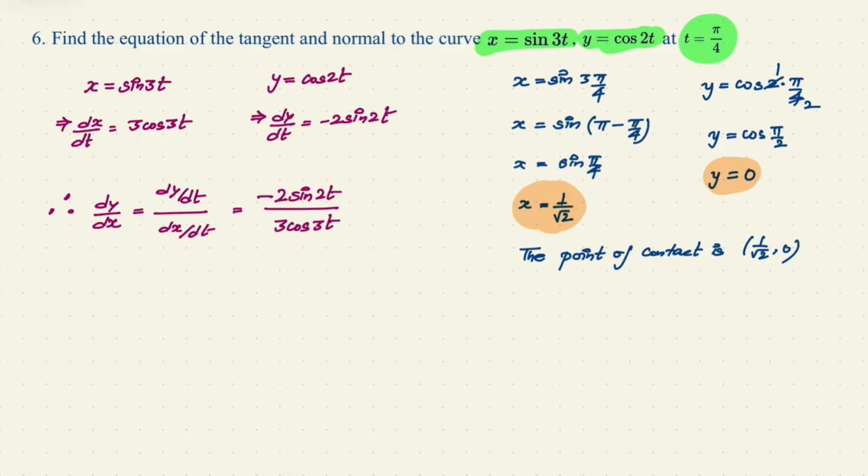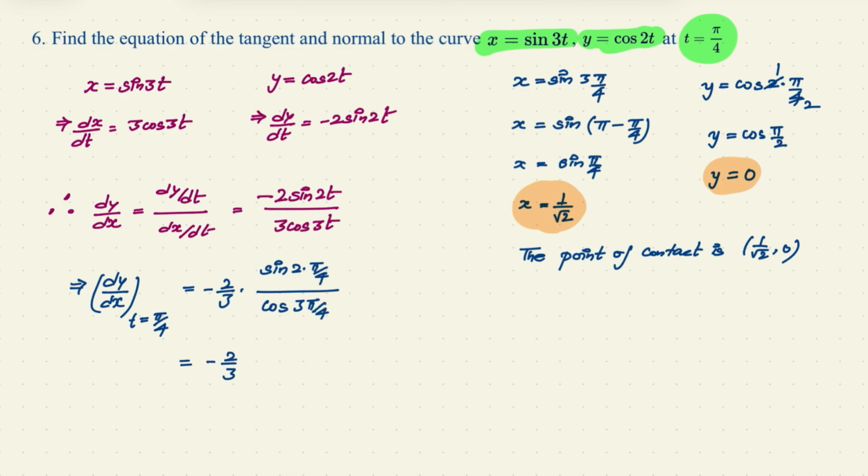Now since we got the point of contact by putting t equals pi by 4, the slope of the tangent dy/dx will also be obtained if I put t equals pi by 4 in the equation of dy/dx. So dy/dx when t equals pi by 4 equals minus 2 by 3 into sin 2 into pi by 4 divided by cos 3 into pi by 4. Here 2 and 4 got cancelled, so it is sin pi by 2 divided by cos 3 pi by 4, which can be written as pi minus pi by 4.